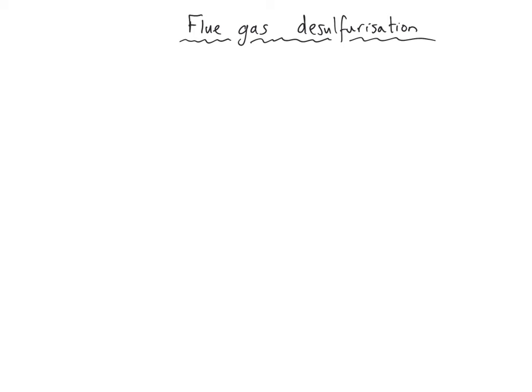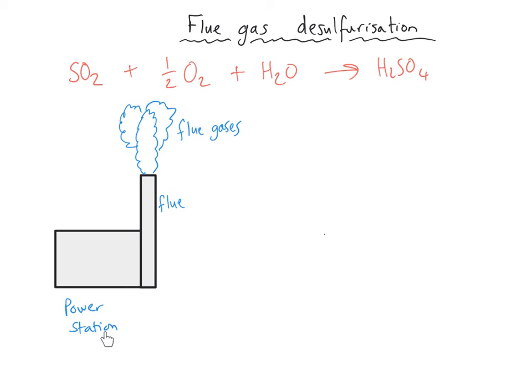And the sulfur dioxide, as I mentioned on the previous page, when sulfur dioxide reacts in the air, it reacts with some oxygen and some water, and we end up making H2SO4, which you will probably remember is the formula for sulfuric acid. When these gases are produced in power stations, they leave the power station through the chimney, which is sometimes called the flue, and we get these gases called flue gases as they leave the power station.